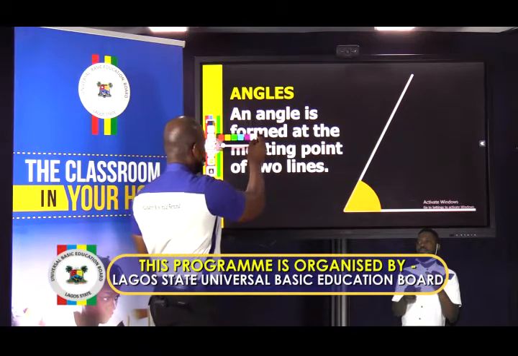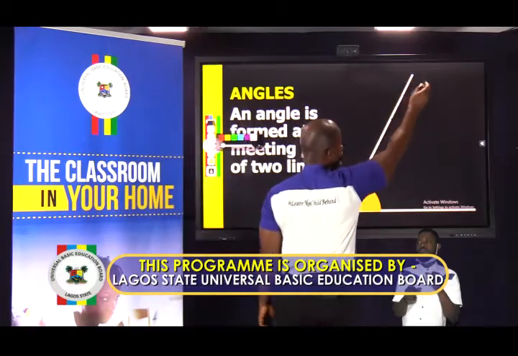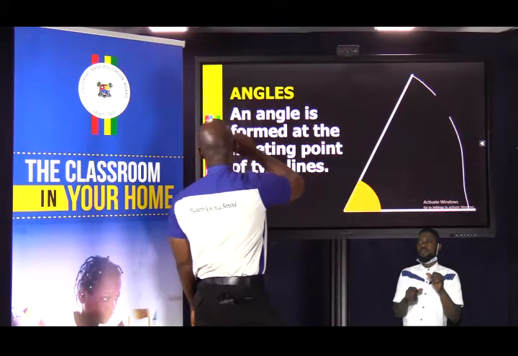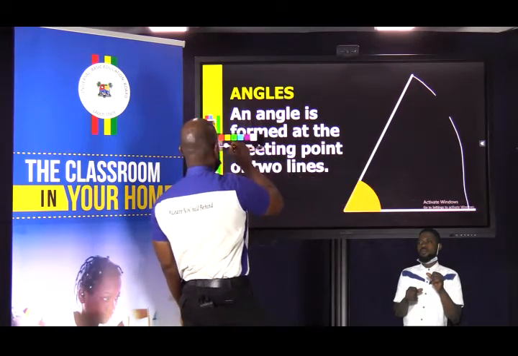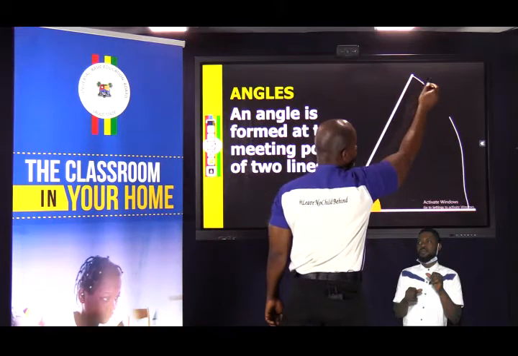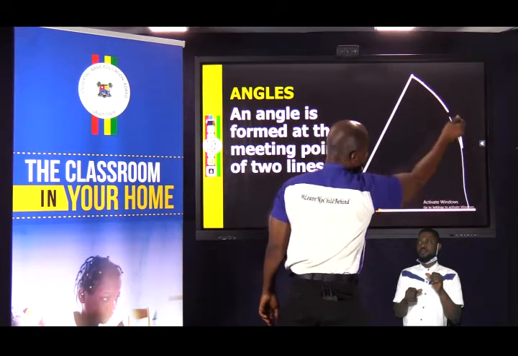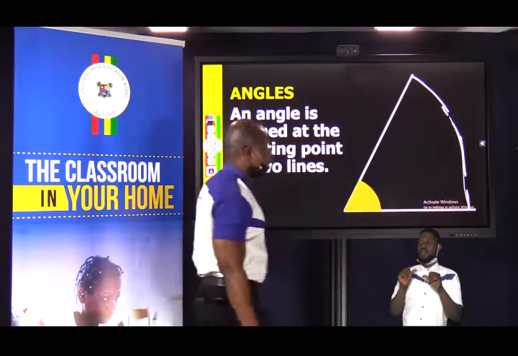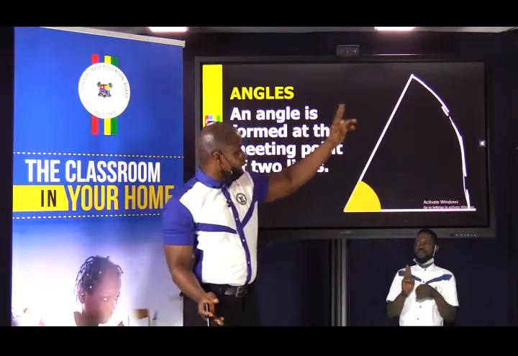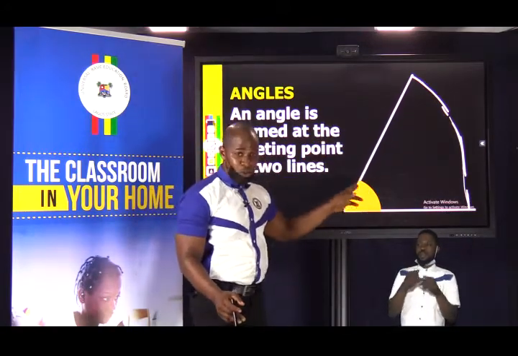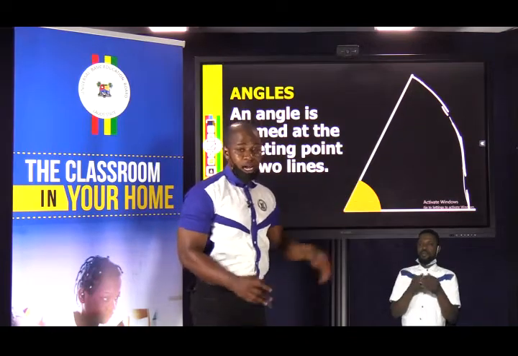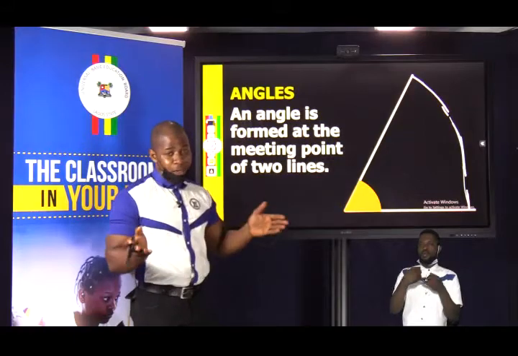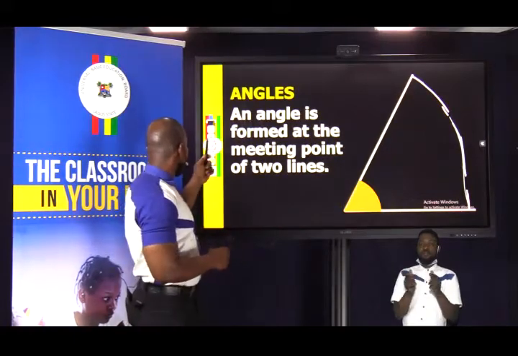Let me use a white. Okay. This whole space, of course, is the angle, but we don't usually put the line there. We put it right close to the point. So this is the angle. So the angle is formed when two lines meet. If the two lines do not meet, then no angle is formed.